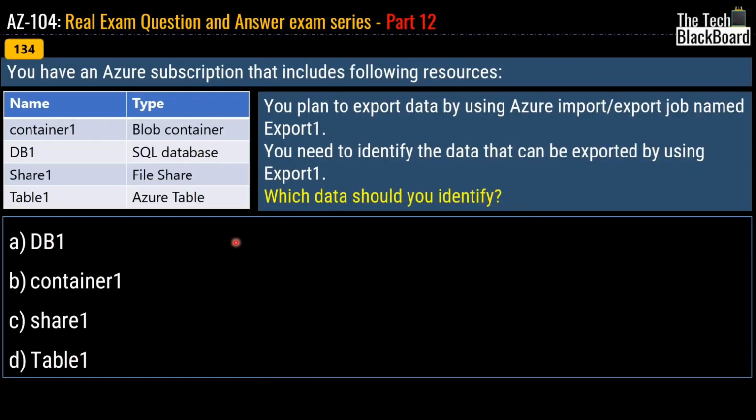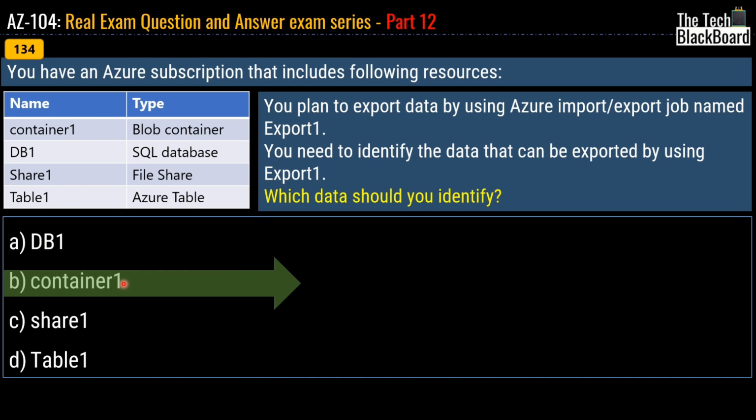So as we saw in the Microsoft documentation, the correct answer for this question is container1. I'm sure that you all understand what this container is. But still, to remove all the confusion, this container is not related to Azure Kubernetes, containers or Docker. This is specifically a blob container.